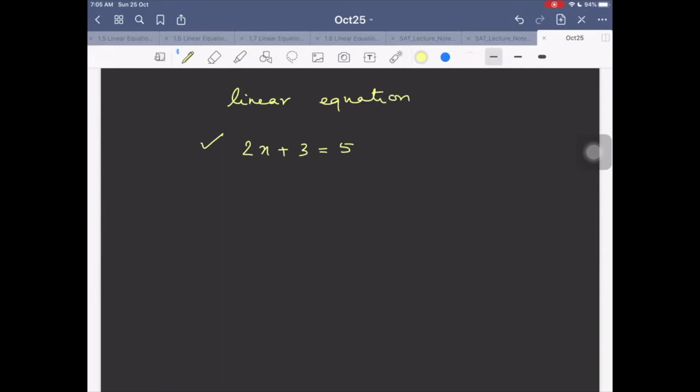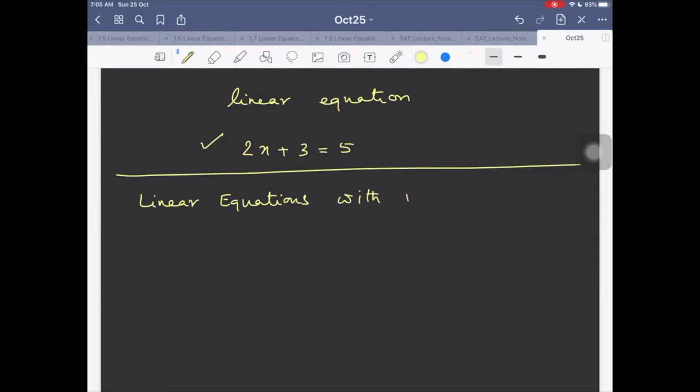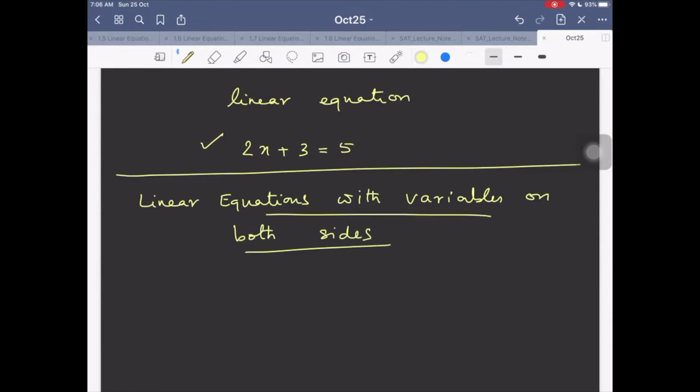You will often encounter problems, linear equations having variables on both sides. So let us see how we can solve questions which involve variables on both sides. So our next idea is linear equations with variables on both sides. Say, for example, you have 7k is equal to 4k plus 50.